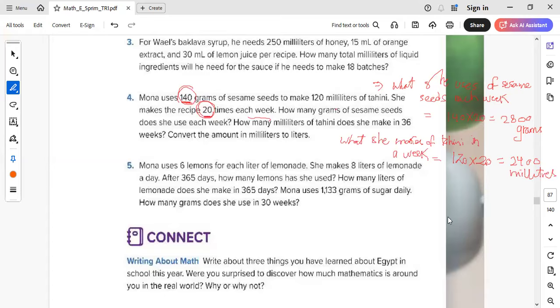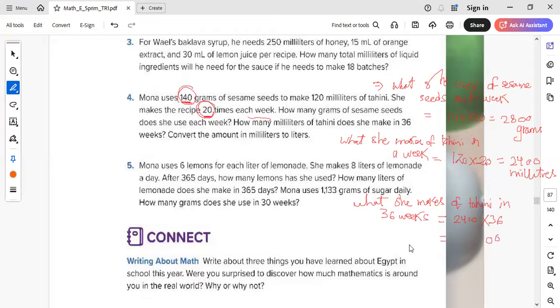So if we need to find what she makes of tahini in 36 weeks, it equals 2,400 multiplied by 36. So we need to multiply 2,400 by 36.